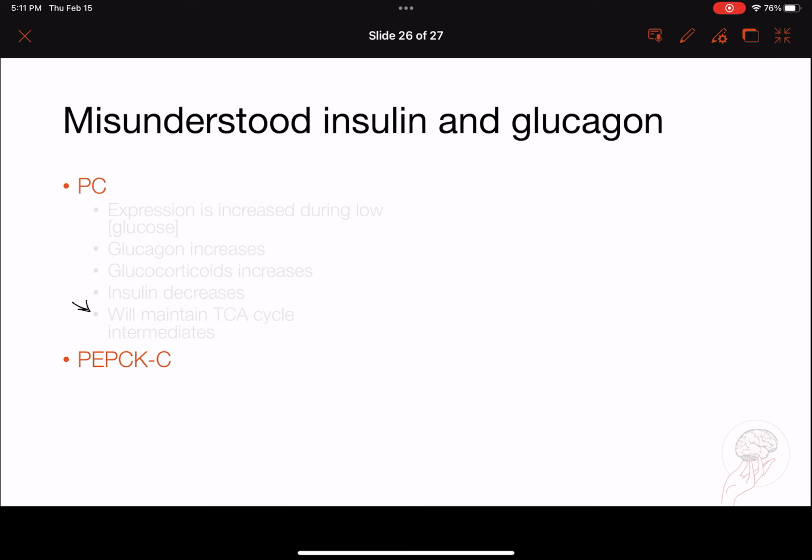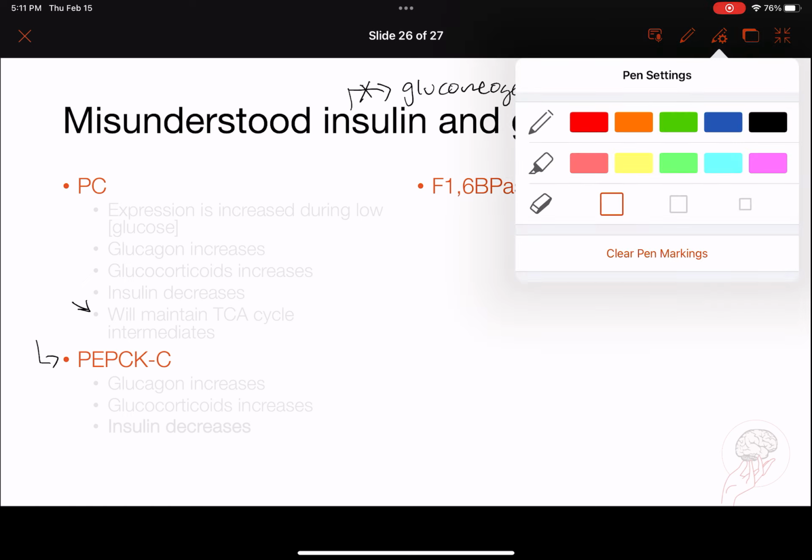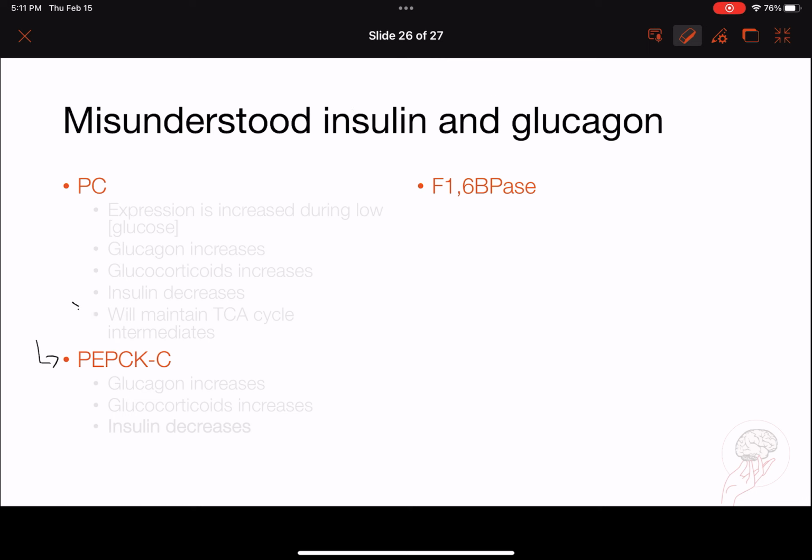All right, so now we have our PepCK cytosolic. Again, this is a gluconeogenic enzyme. Glucagon is going to increase it. Glucocorticoids are going to increase it. Insulin is going to decrease it. Insulin wants to decrease gluconeogenesis.